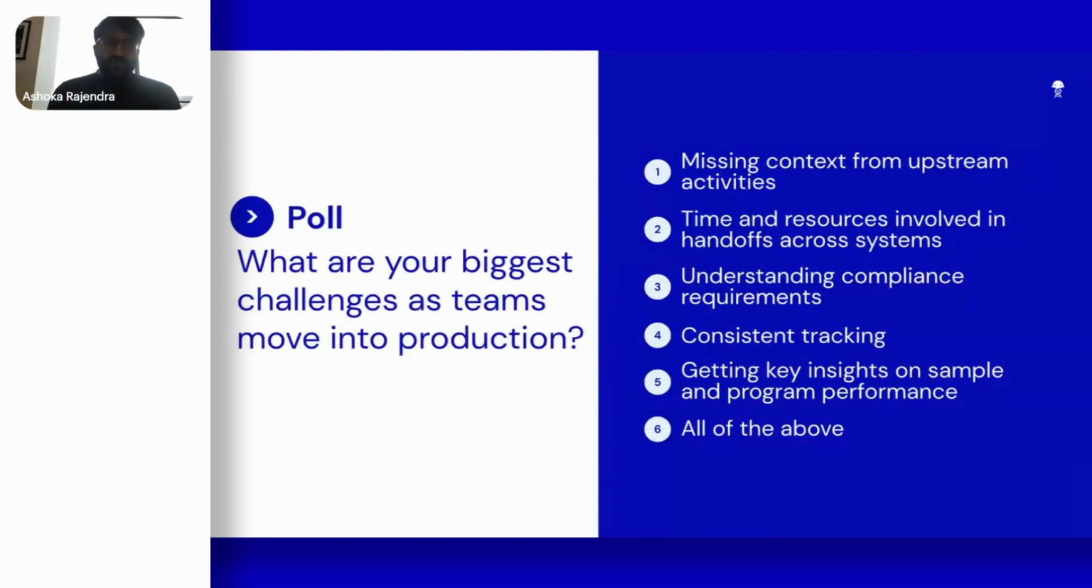So to make this more interactive, let's talk about some of the challenges that you all are having and see which resonate with you. So on the right, you should see an icon for polls. Whether you're producing biomolecules or planning too soon, what are some of the big challenges that you face? Is it missing context from upstream activities, the time and resources associated in managing handoffs between teams? Is it compliance requirements around GLP or GMP, consistent tracking of samples, materials, and processes, or getting key insights on sample and program performance?